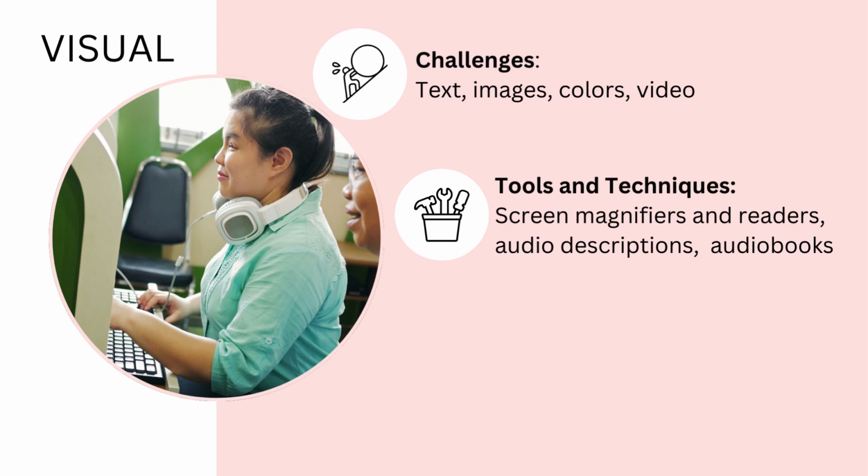People with visual disabilities use tools like screen magnifiers to accentuate digital or real world artifacts. They use screen readers to convert text to speech or navigate websites. They use audio descriptions to understand video content and audiobooks to comprehend text.